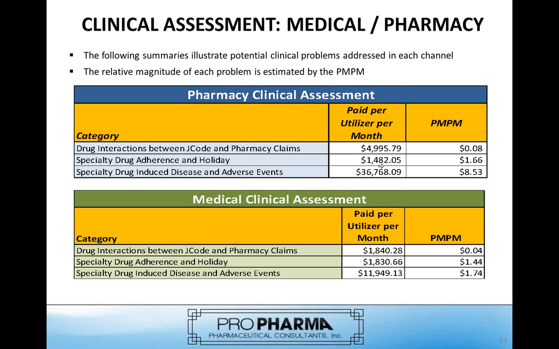But the main issue that has an even bigger impact that is rarely spoken about, because these drugs are so heavily toxic and have so many problems, is the management of drug-induced disease and adverse effects, which swamps the numbers that we're looking at here at about $37,000. These are all averages paid per utilizer.